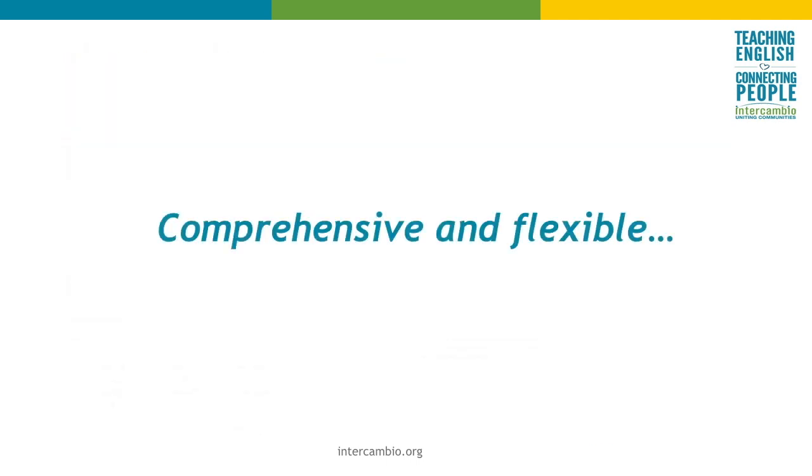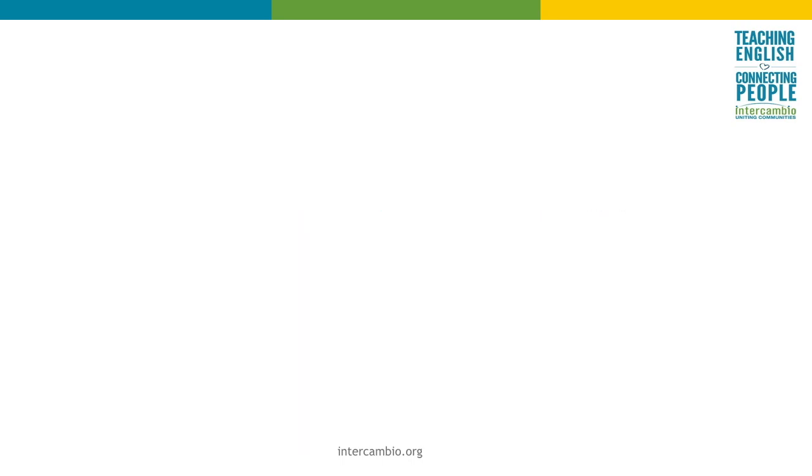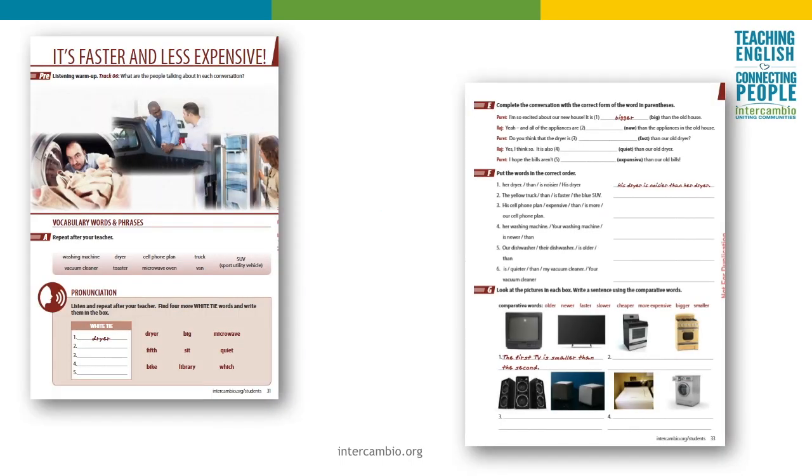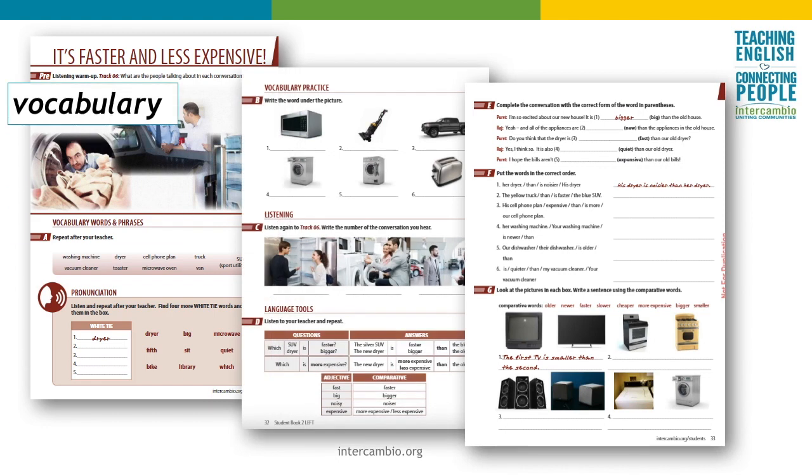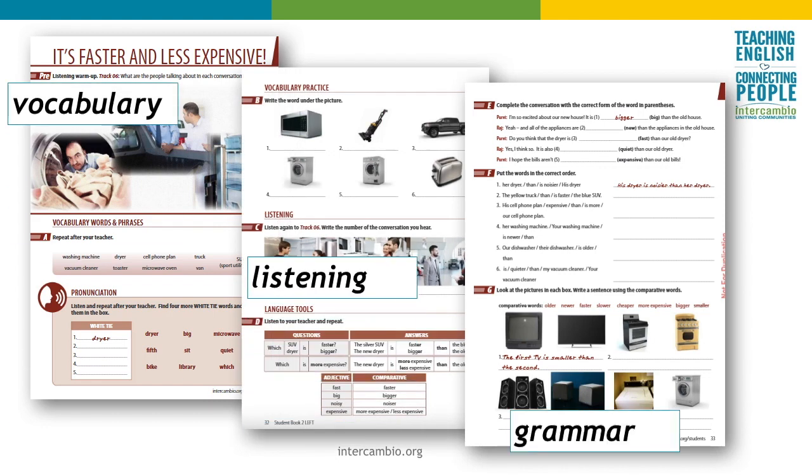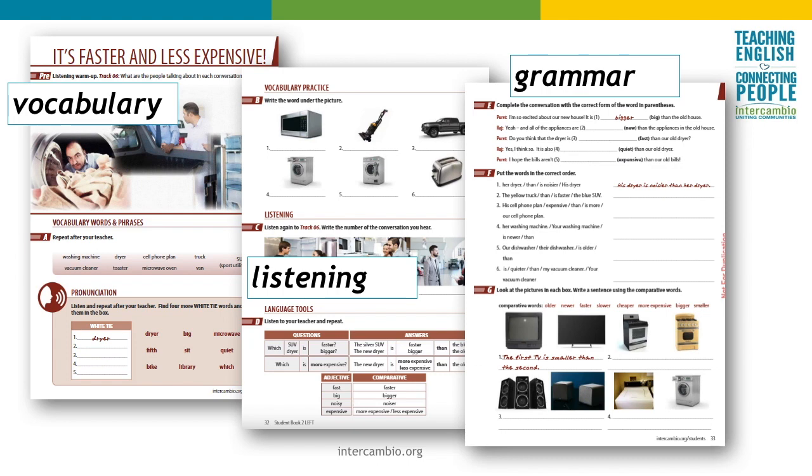Let's talk about how to adjust the length of your lesson if necessary. We recommend always doing the vocabulary, listening, and language tools, or grammar, sections. These first 3 pages of each lesson are the building blocks for the lesson. They include the vocabulary and grammar that students will need to complete the rest of the activities. It's important to make sure that you don't rush through these sections.